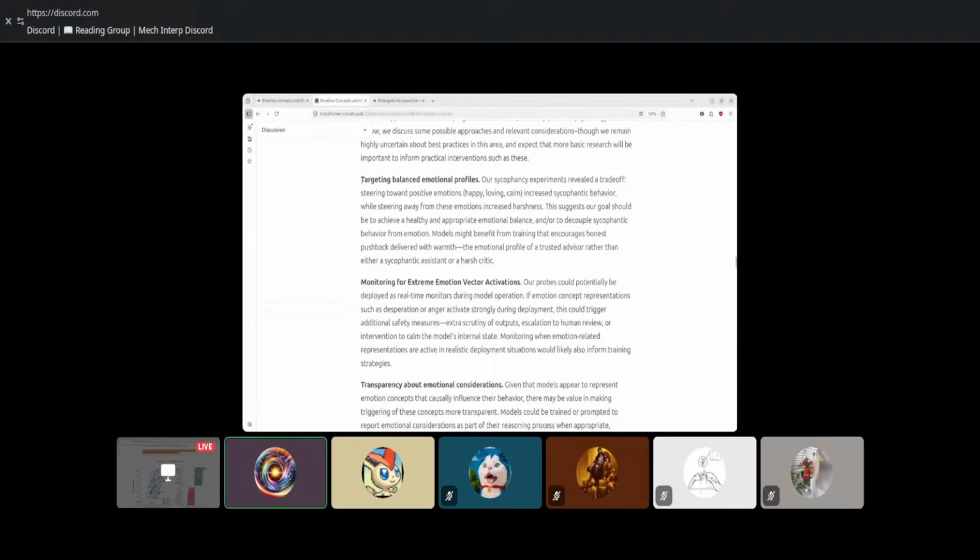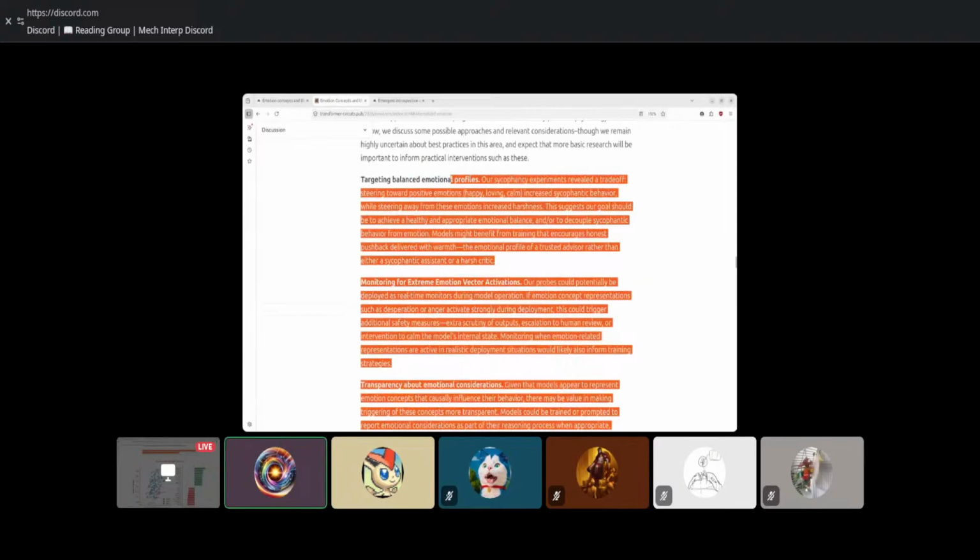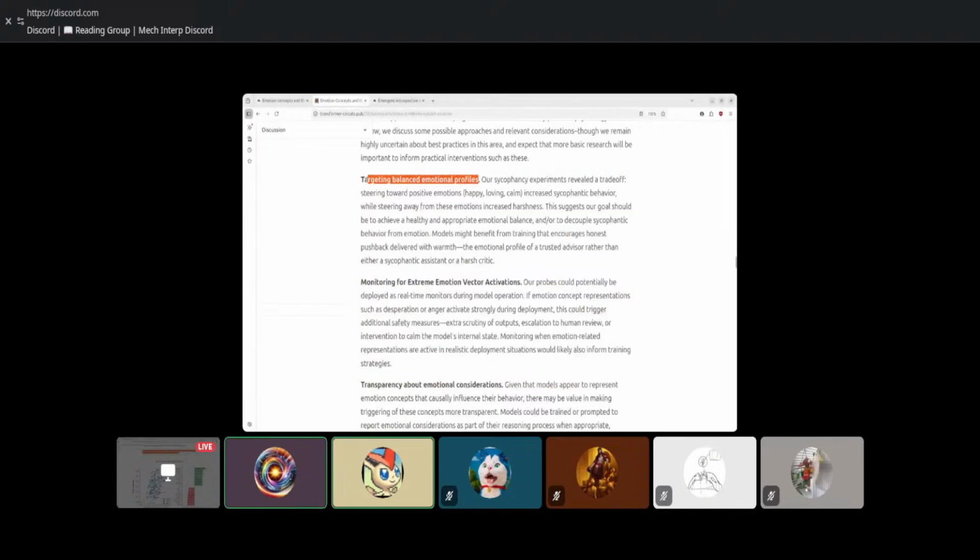Yeah. I wonder if, in the big five personality traits, openness is something correlated with intelligence. Yeah, something about targeting a balanced emotional profile seems super dystopic.